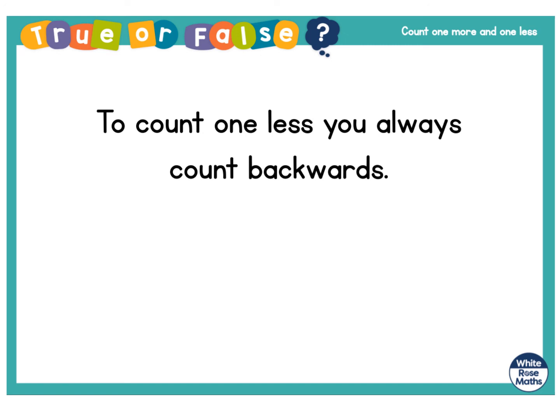Well done, the answer is true. If you're counting one less and you're jumping backwards to count one less, every time you count less, you need to be jumping backwards. So the answer is true. If you go one less, you've got to jump backwards, not forwards. If you jump forwards, you're adding more, your number is getting greater. So to count one less, you always count backwards.